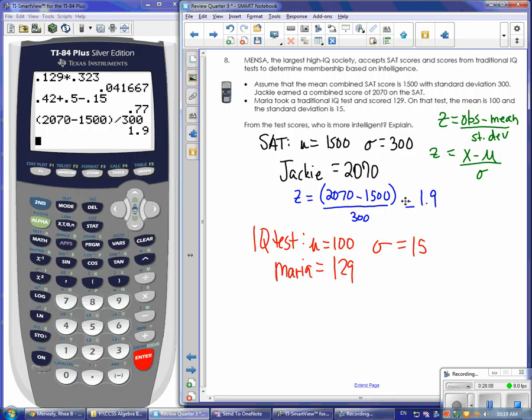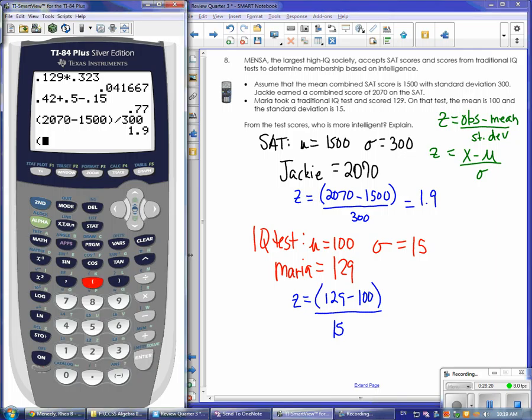Let's check out Maria. Her z-score: I'm going to take her IQ, which is 129, and subtract the mean, and then divide by 15, which is the standard deviation. Again, I'm going to put that numerator in parentheses. So 129 minus 100, and I'm going to divide that by 15. Okay, and we get 1.93.